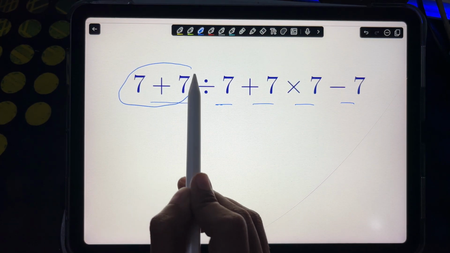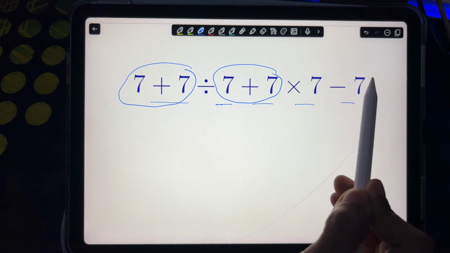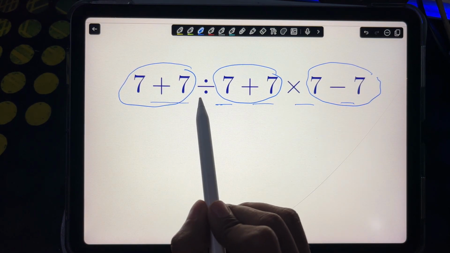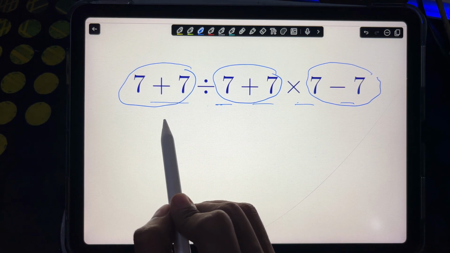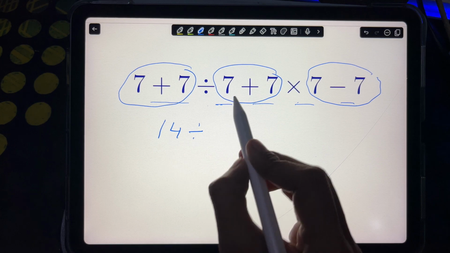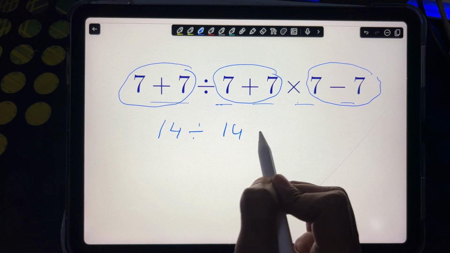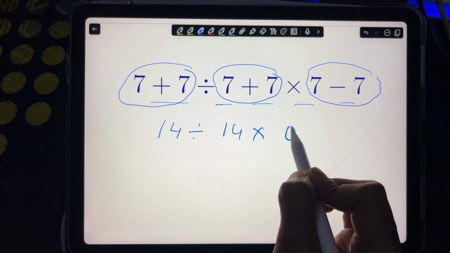They will add this 7 plus 7, this 7 plus 7, and subtract this 7 minus 7, and then they will do division and multiplication. In that way, what will be the answer? 7 plus 7 is 14, then divided by 7 plus 7 is 14, then times 7 minus 7 is 0.